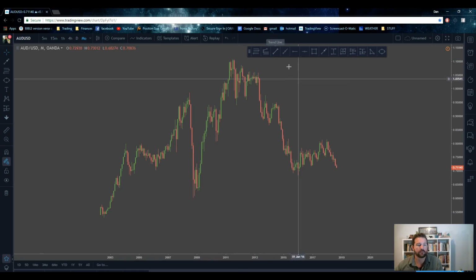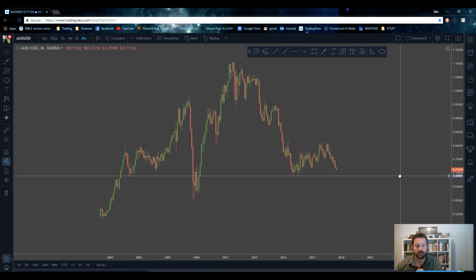So I'm just on TradingView. I'm not affiliated with them or anything. It was just the first charting system I came across as a new trader several years ago, so it's always been near and dear to my heart. I love TradingView. They have a lot of awesome tools. So let me get into this chart.